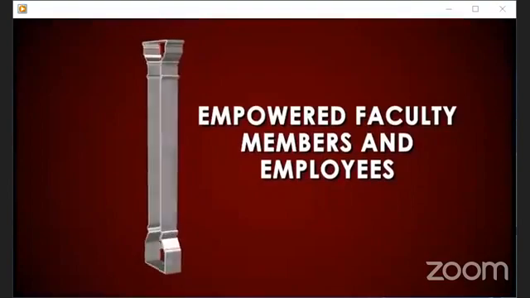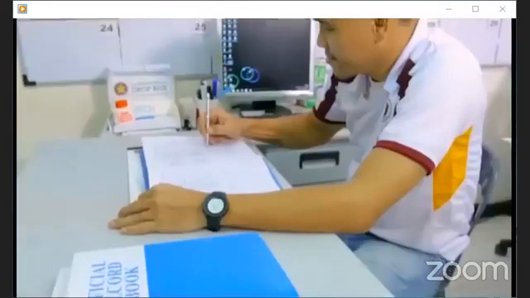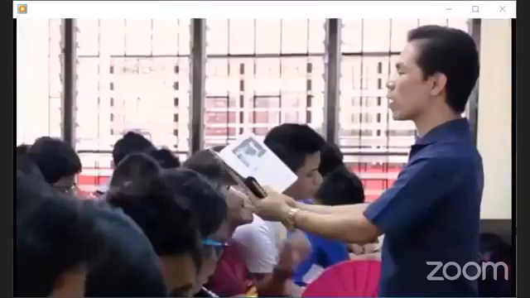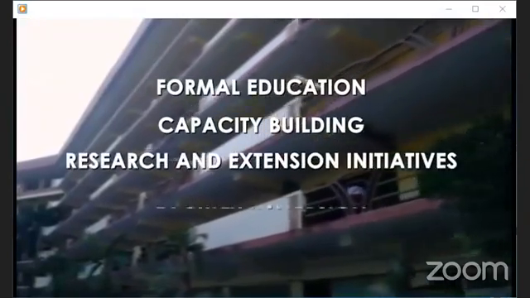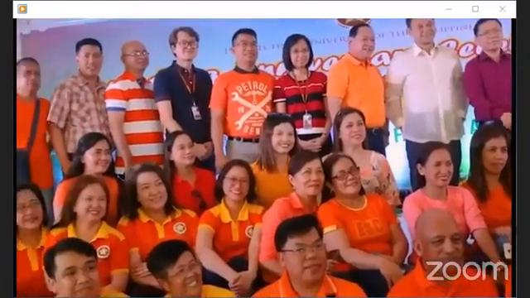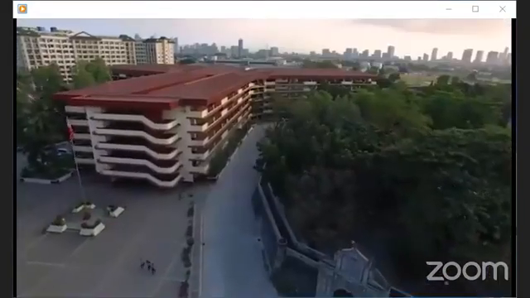Pillar 5. Empowered faculty members and employees. Likewise, we are looking into the holistic development of our faculty and employees as productive, competent, and experts in their respective fields. We will encourage our faculty roster through formal education, capacity building, research and extension initiatives, faculty immersion, and other academic engagements, both local and abroad. We will ensure that both our faculty and employees will have a vibrant career development path as public servants in this state university.